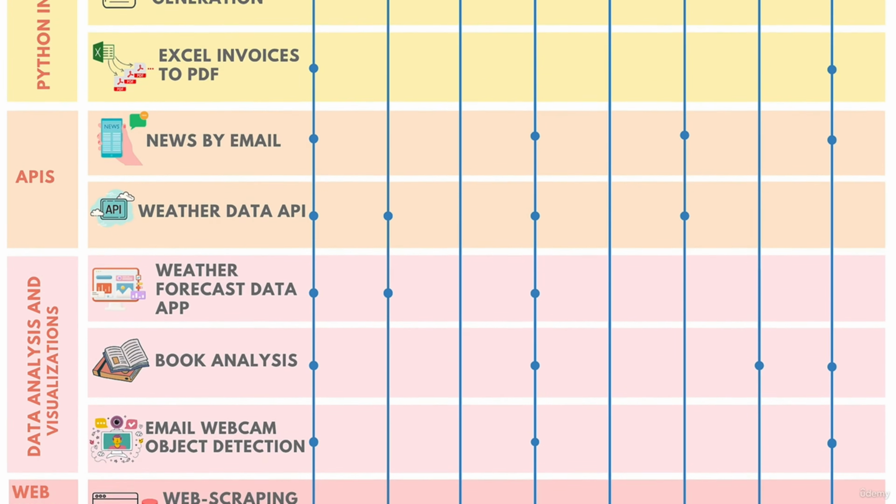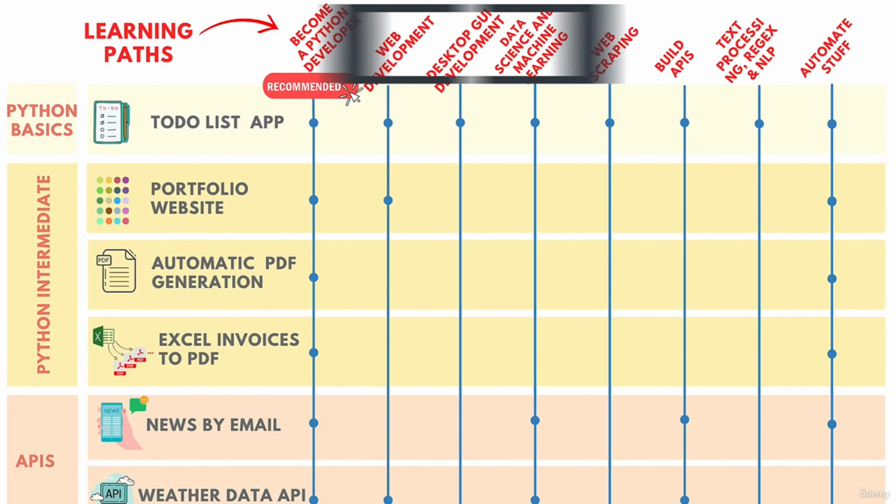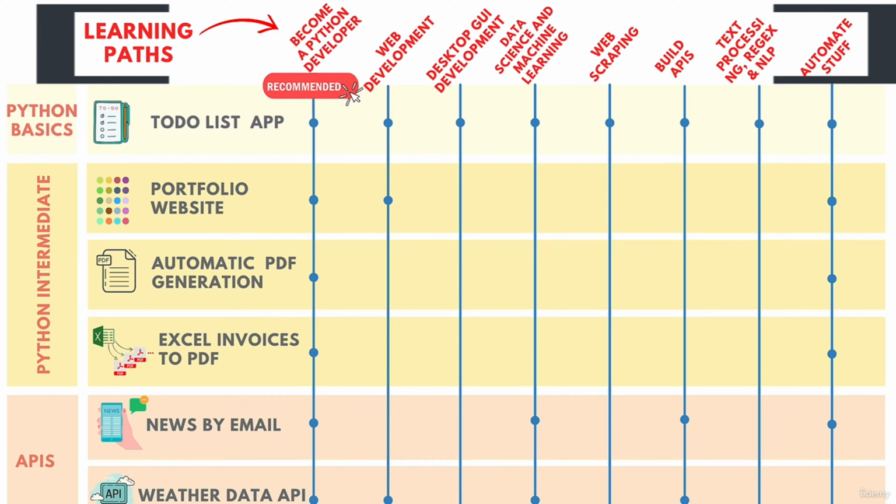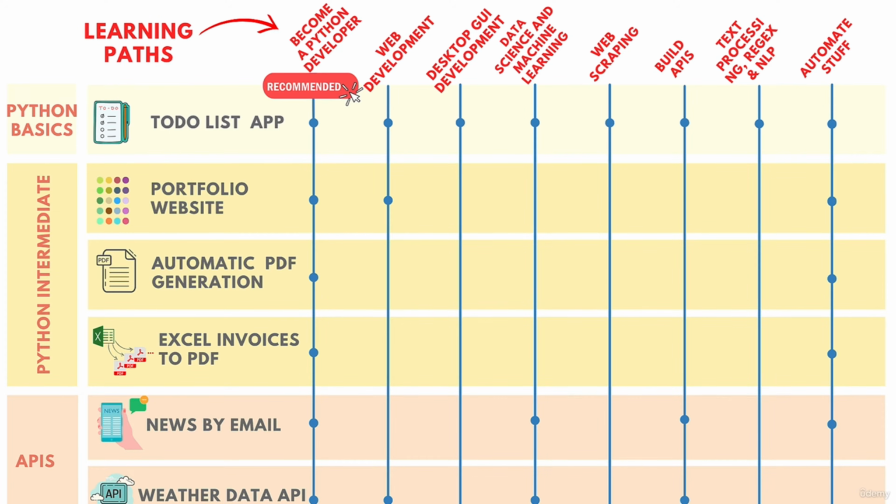So that was an overview of the course. Now let's discuss your learning paths. So you might be someone who wants to become a web developer, or you may want to build desktop GUIs, or you may want to use Python for data science and machine learning. Perhaps you want to be a freelancer doing web scraping or build APIs with Python. Perhaps you want to do text processing and use regular expressions and natural language processing, or just automate stuff.